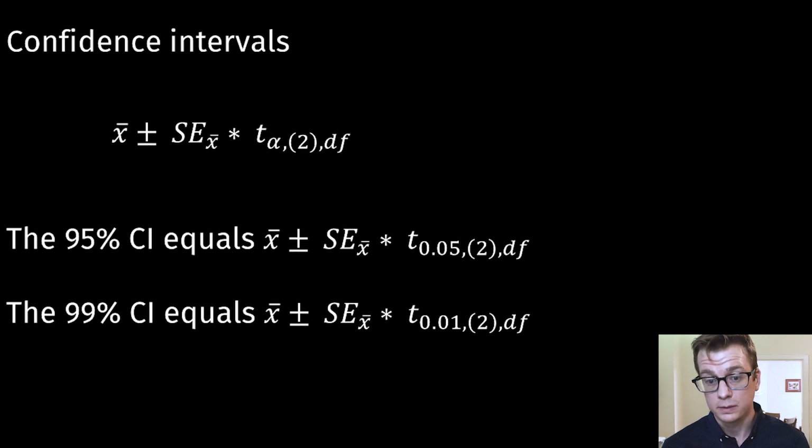A 99% confidence interval is the same thing, but t will be at an alpha of 0.01. When degrees of freedom are large, the t distribution approaches that of the standard normal.